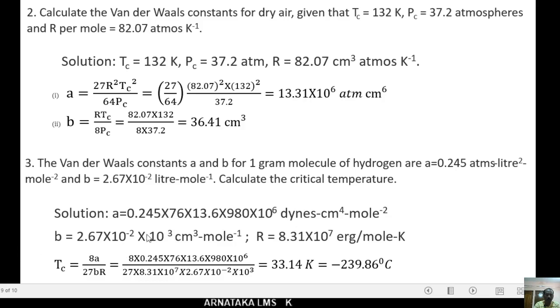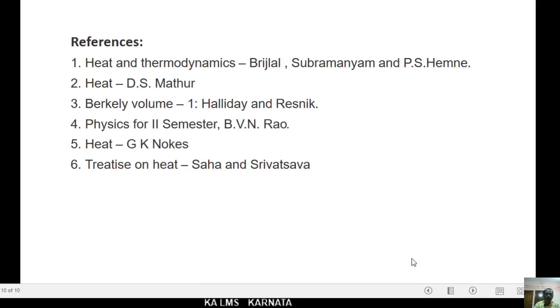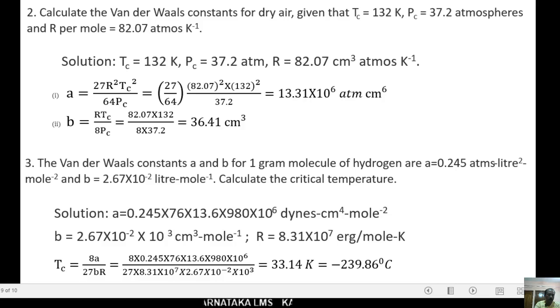Here the b value is also converted like this, just multiply with 10 to the power plus 3. Here liter is converted into centimeter cube. R is given here, you just use the formula Tc equals 8a divided by 27 bR. a value substituted here, b value substituted here, and after calculation you get 33.14 degree Kelvin or minus 239.86 degrees Celsius. This is about the critical constants and van der Waals constants. Thank you.